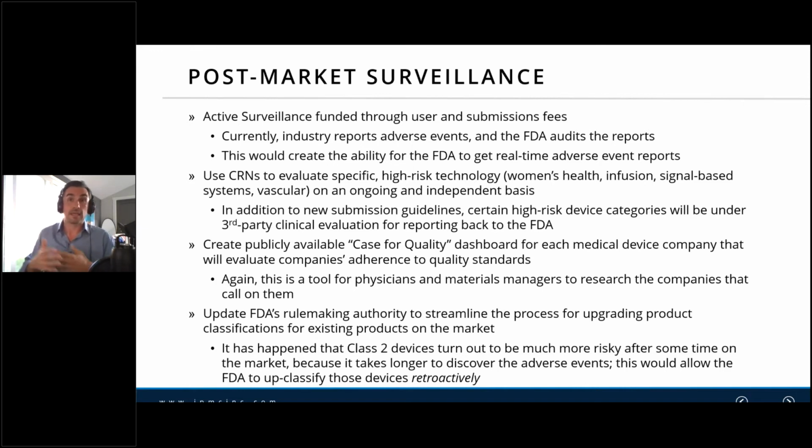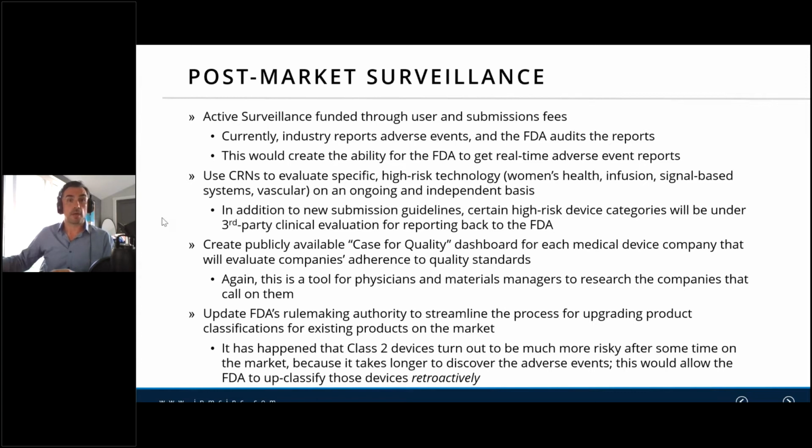The other side of that coin is that the speed at which the FDA should be able to identify and manage post-market issues with these product categories should be increasing as well.